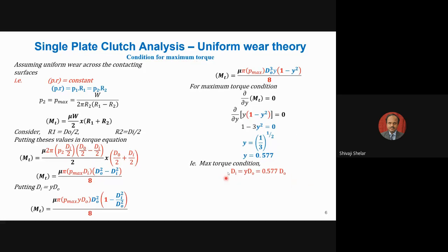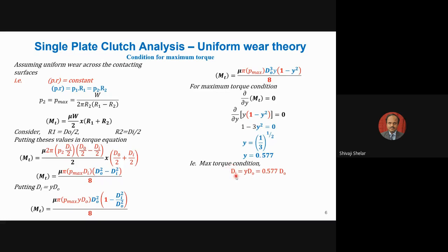Okay, so let's see what we come to know from this. We have the y value, which is nothing but di by do. The minimum y value will be 0 and the maximum y value will be equal to 1. Why? Because there may not be an inside radius, and there will be an entire friction lining on the surface. In that case, di will be equal to 0, so di by do, that is y, will become 0 there.